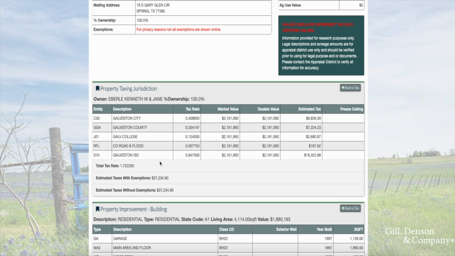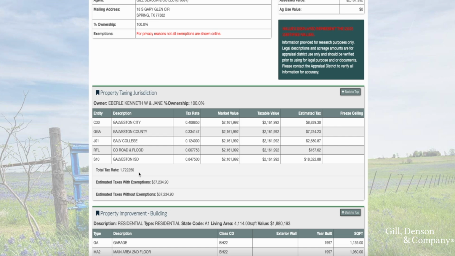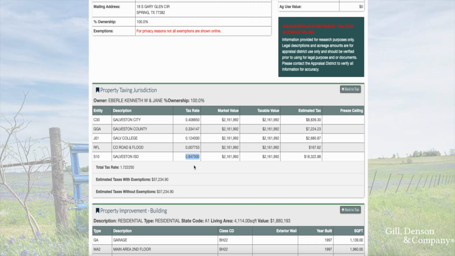So for the majority of people, these taxing jurisdictions will all add up to one total tax bill, and you'll pay your one total tax bill at the end of every year. And these are just the rates that those jurisdictions tax. So typically the school district's about 1%. It's the largest part of your tax bill. So the average tax rate in Texas is a little bit more than 2%. You can expect that the school tax to be around 1%.